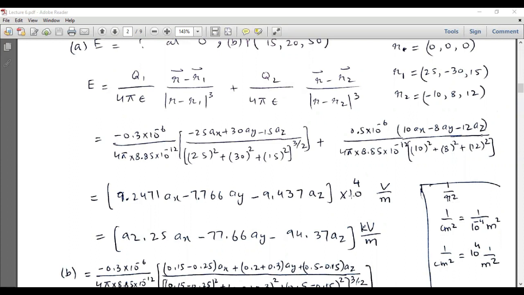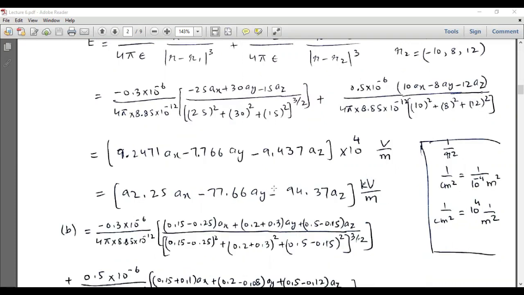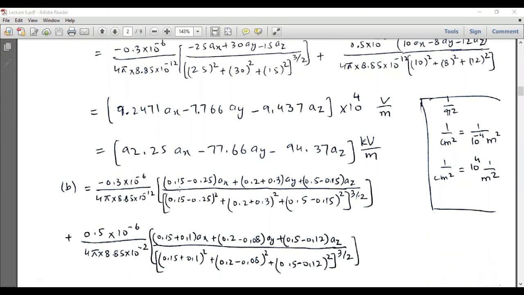So here we will get the expression in volts per meter, and it can be written as 92.25 AX minus 77.66 AY minus 94.37 AZ, and it is times 10 to the 3 volts per meter, so it will become kilovolts per meter. So this was the first part, and the second part will also be solved in a similar way.